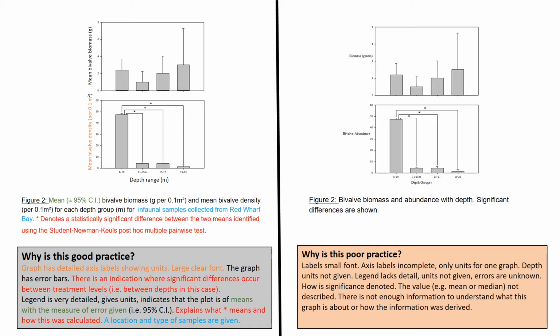On the y-axis we're interested in knowing what our response variables are. So we have two graphs here, one related to mean bivalve biomass, again with units shown, so that's in grams, and mean bivalve density, so that's number of organisms per 0.1 meters squared. Straight away you've spotted a slight error here in that the top graph should report biomass as grams per meter squared, so there's an immediate improvement that could be made.